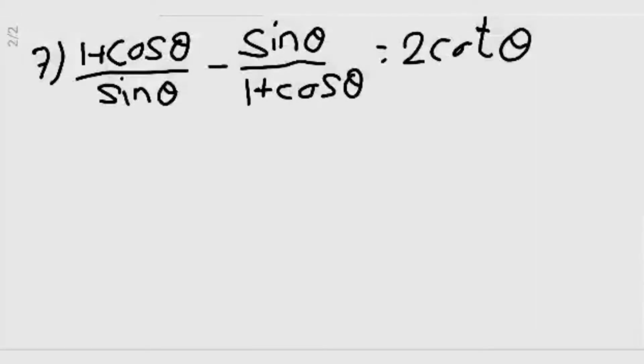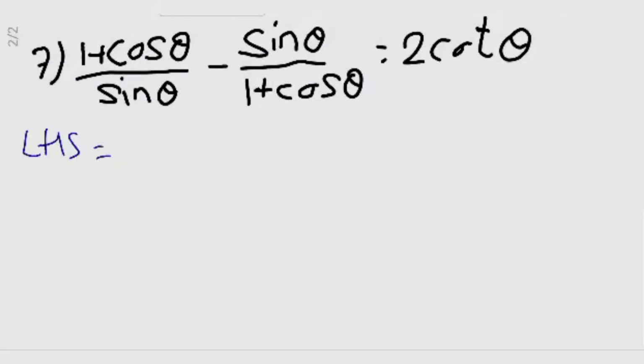Hi, welcome back students. We are discussing introduction to trigonometry applied questions. So today's section I am going to solve the seventh problem, that is (1 + cos θ)/sin θ − sin θ/(1 + cos θ) = 2 cot θ. So first write down here LHS.